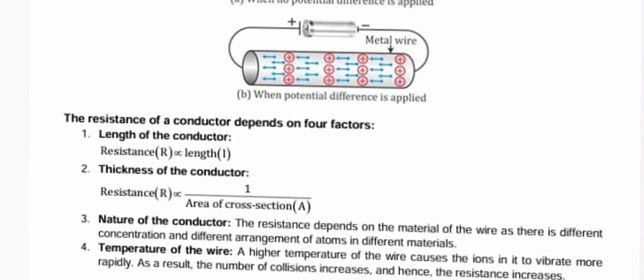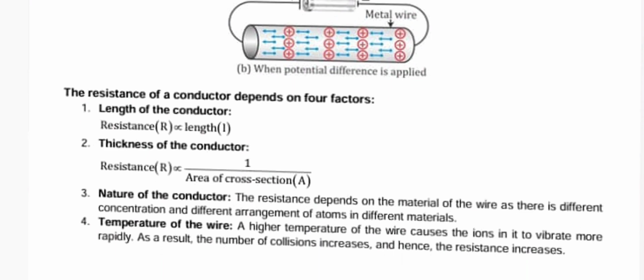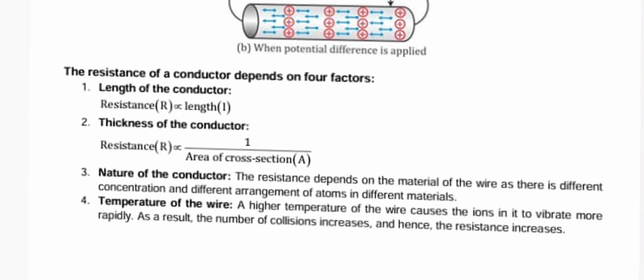So now the resistance of a conductor depends on the factor length. Resistance R is directly proportional to the length of the conductor, and resistance R is inversely proportional to the area of cross section.